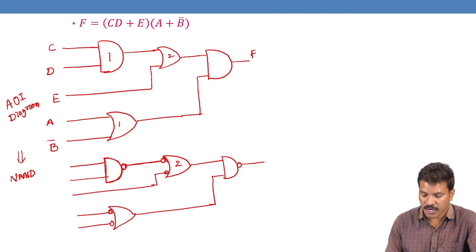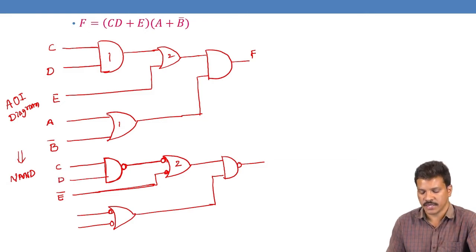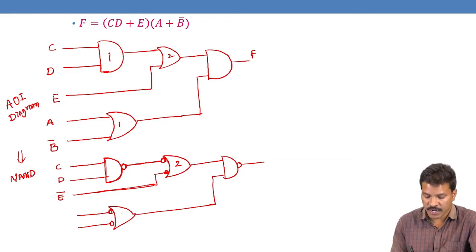And at the second input of the second OR gate a bubble is there, one single bubble on this entire line, so the variable changes. Earlier it was E, now we call it E bar. Earlier it was C, now it is also C because no bubble is there. Earlier D, now it is also D. And the first OR gate we change with a bubbled OR gate, so the names change: A bar here and B here.